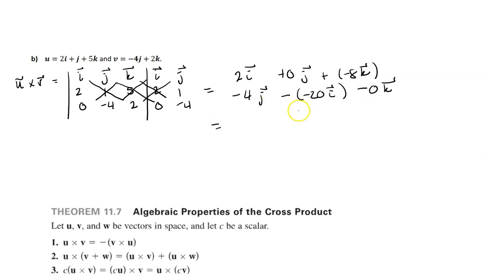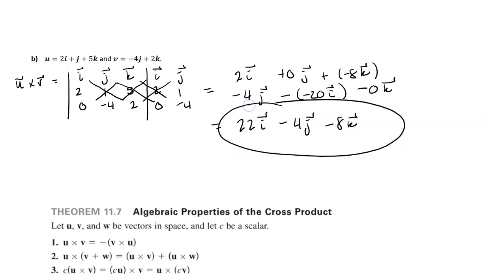So I have 2 minus a negative 20, which is 22i, a 0 minus 4j, negative 8k minus 0k. So that is my answer.